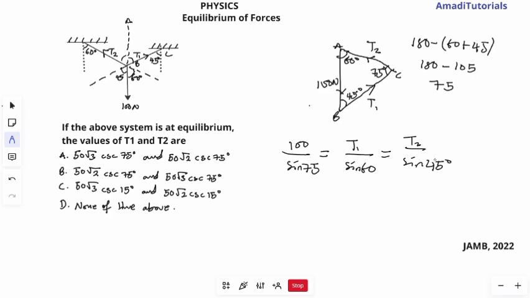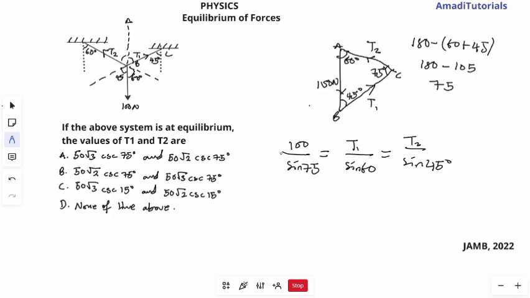So basically what I've represented here is called the sine rule, used to find the side and angle of a triangle. It means the ratio of the side to the angle opposite it will be the same for all the three sides. That's the sine rule.